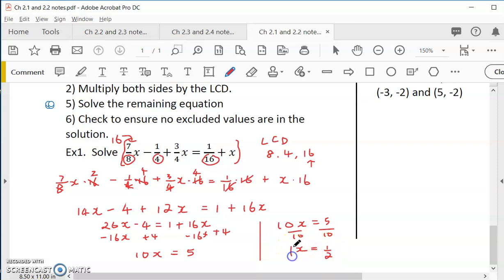And that's the answer. Now let's look: do we have anything that we need to exclude? No, because the denominators are just numbers, so there's nothing to exclude.